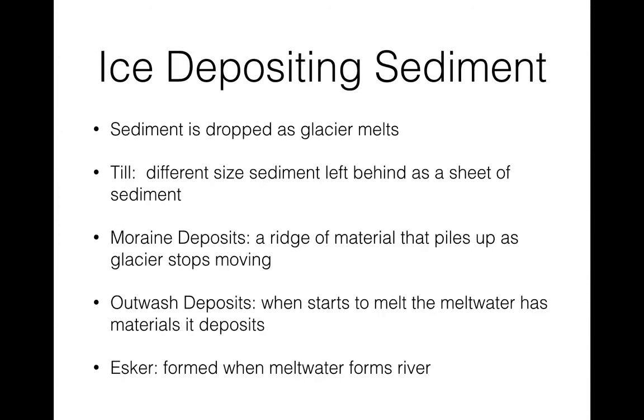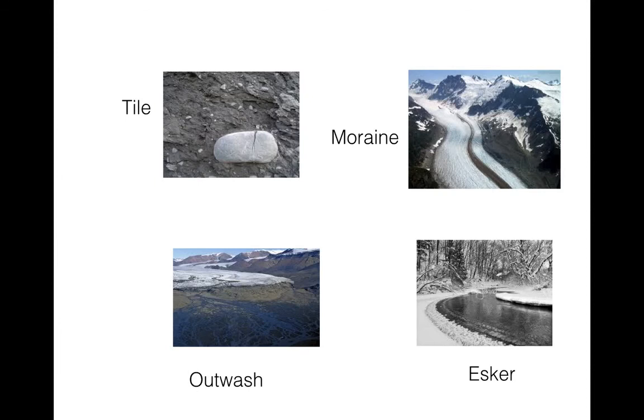Ice depositing sediment. So glaciers move, and then the sediment is dropped as glaciers melt. The till is different size sediment that's left behind as a sheet of sediment. Moraine deposits is a ridge of material that piles up as the glacier stops moving. At the edge of it, it starts to pile up all of this debris. Outwash deposits is when it starts to melt, and you get what's called meltwater. It has lots of material in it, and that outwash comes out with the water and the material in it. This meltwater can eventually form a river, and we call that an estuary. These pictures here are great examples of what each one of these looks like.